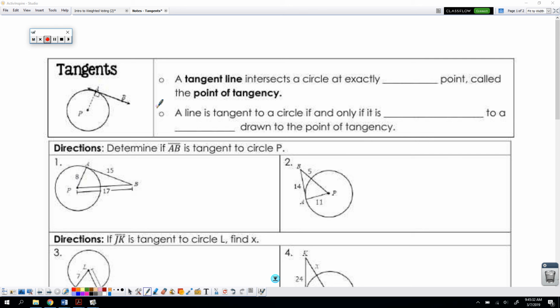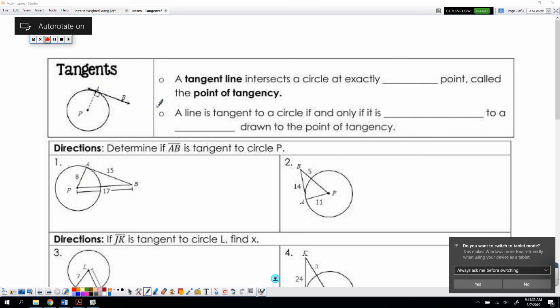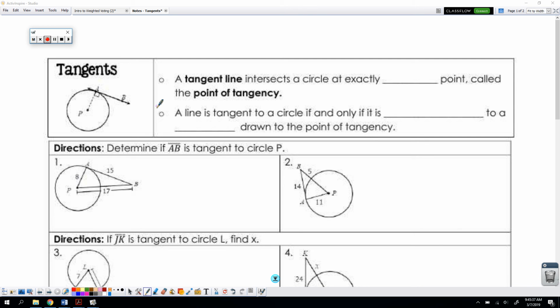Okay, let's go ahead and get started talking about tangents. So we've already gone through and seen what a tangent looks like, as we just did on our last test. So a tangent is a line that intersects a circle at exactly one point called a point of tangency. When I say intersect, what I really mean is that it just touches. So we'll write touch. It doesn't go through, but it just touches the circle at one point, called the point of tangency.